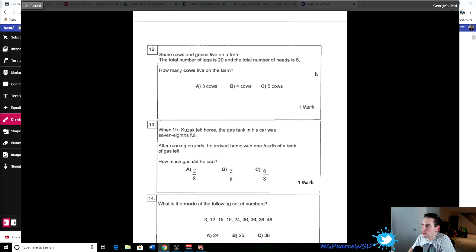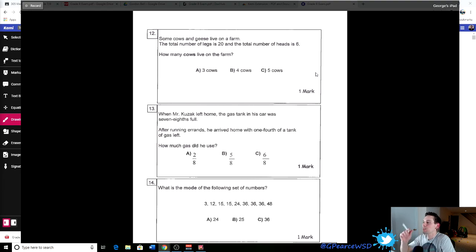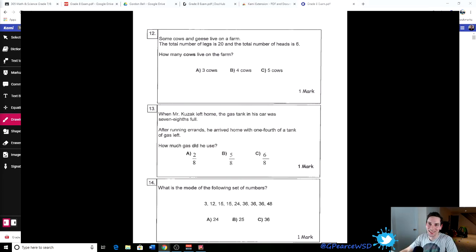Some cows and geese live on a farm. The total number of legs is 20. Oh my god. The total number of legs is 20 and the total number of heads is 6. How many cows live on the farm? Oh my god. That is awesome. 7. Oh my gosh.